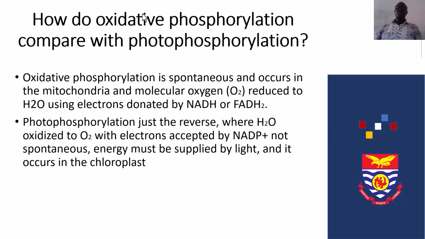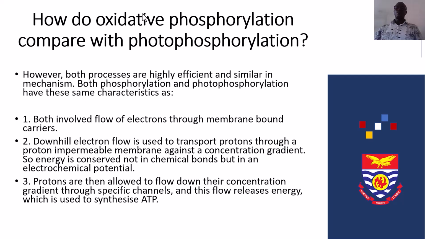So oxidative phosphorylation is spontaneous and occurs in the mitochondria, and molecular oxygen is reduced to water using electrons donated by NADH and FADH2. Photophosphorylation is just the reverse, where water is oxidized to oxygen with electrons accepted by NADP plus, and it is not spontaneous. Energy must be supplied by light, and it occurs in the chloroplast. However, both processes are highly efficient and similar in mechanism.